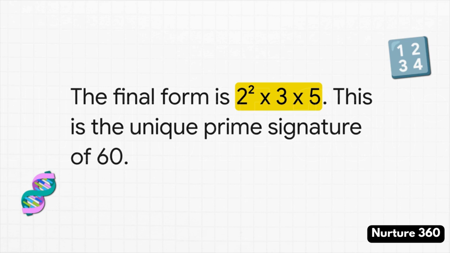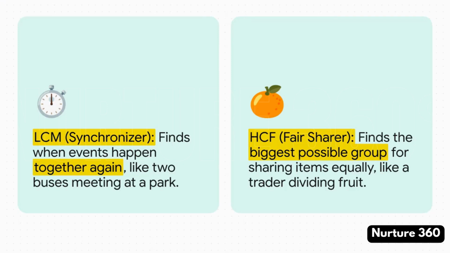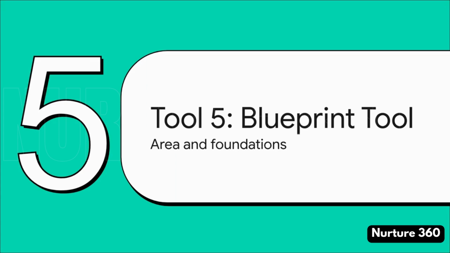Our X-ray found it. Okay, now for a pair of tools that are kind of like partners. They're often used together. One is for timing things perfectly, and the other is for sharing things out fairly. Okay, first up, let's talk about the synchronizer, or what you might know as LCM. This tool is amazing for figuring out when events are going to line up again. Think about 2 Danfo buses on different routes. When will they both get back to the park at the exact same time? That's LCM. And then you've got its partner, the fair share, or HCF. This tool is all about dividing different kinds of items into the biggest possible equal groups with nothing left over. Super useful.